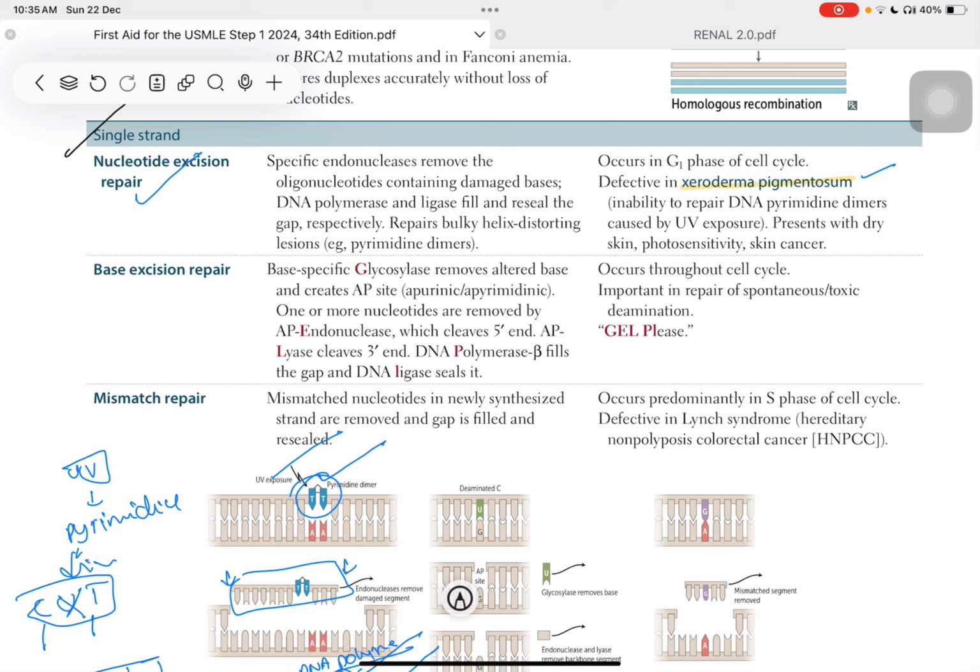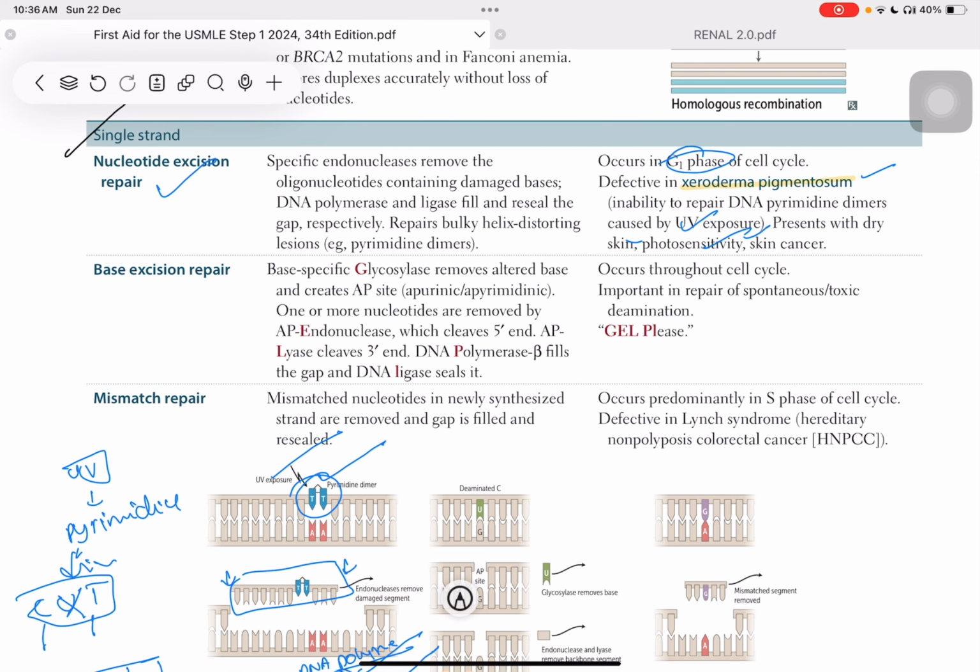What do you mean by xeroderma pigmentosum? We get exposure to UV as usual when we go out in sunlight. But since we have the nucleotide excision repair mechanism, our DNA gets repaired easily. If you have a defect in this mechanism, your DNA doesn't get repaired. So it leads to skin cancers, photosensitivity, and dry skin. This all happens, and it looks like a hypersensitivity to sunlight. This whole process occurs in the G1 phase of the cell cycle.